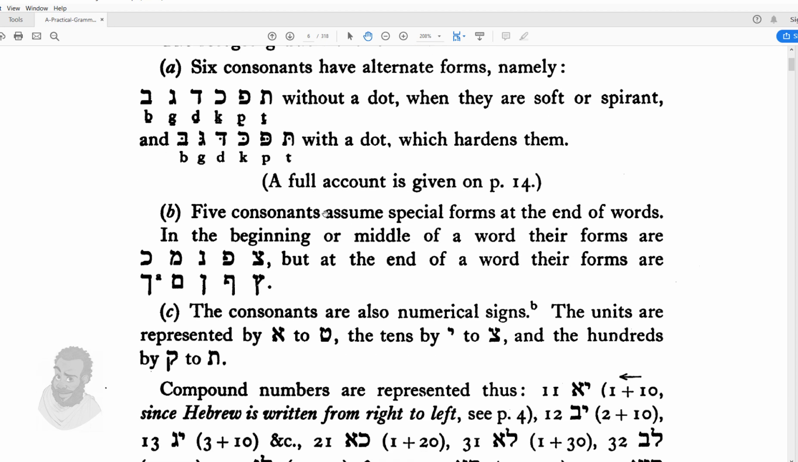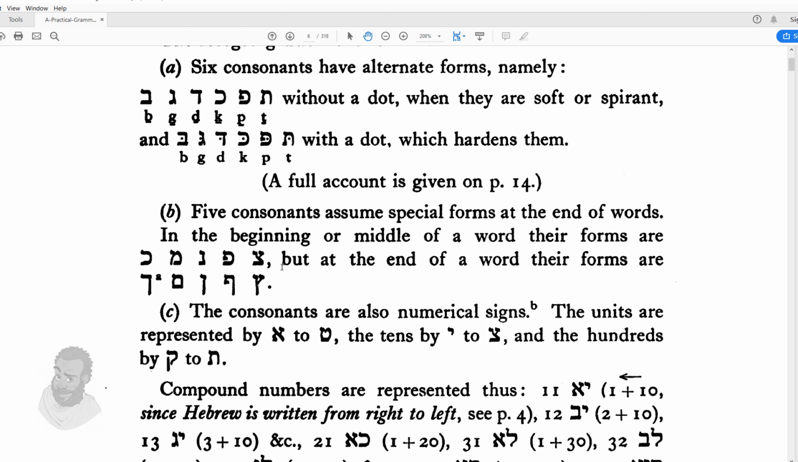Okay, so 5 consonants assume special forms at the end of words. In the beginning or middle of a word, their forms are Kaf, Mem, Nun, Pe, Tsadi, but at the end of a word, their forms are as such. And these in Hebrew are called sofit. So you have Tsadi sofit, Pe sofit, Nun sofit, Mem sofit, and Chaf sofit. Okay? Sofit, which means ending or end.